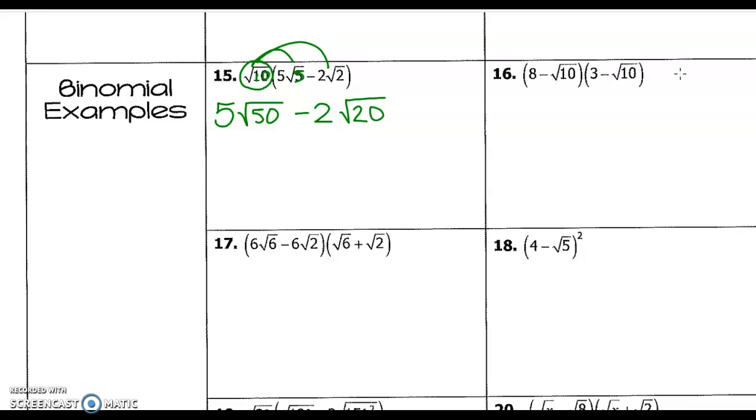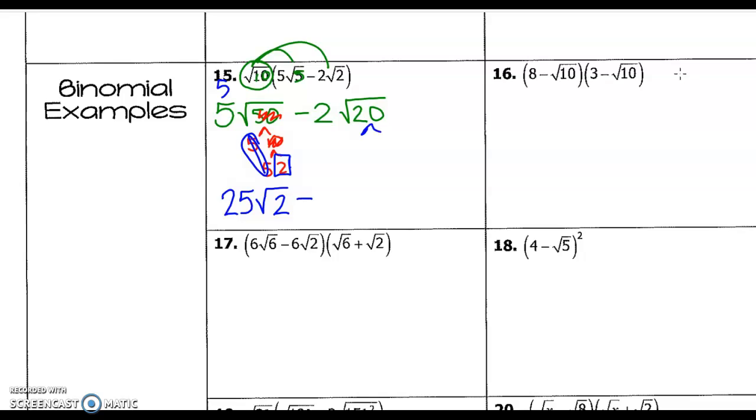Then we would have to get it in simplest form. So 50, I can go 5 and 10. 10 is 5 and 2. Right, so couples go out, singles stay in. Bringing out the 5, trapping the 2. So 5 times 5 is 25, radical 2, minus 20.